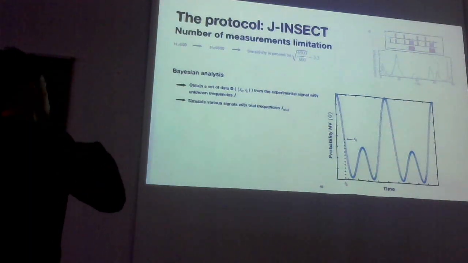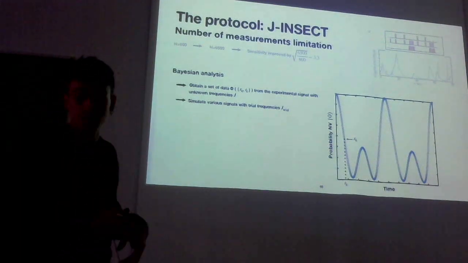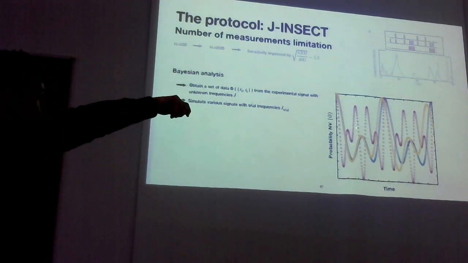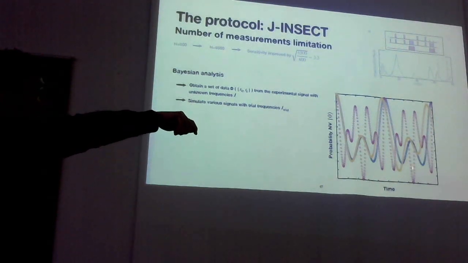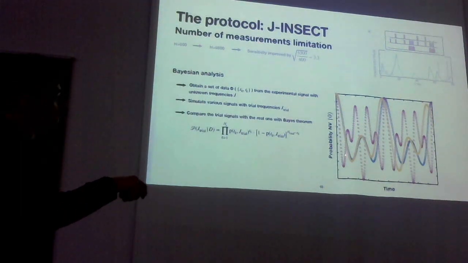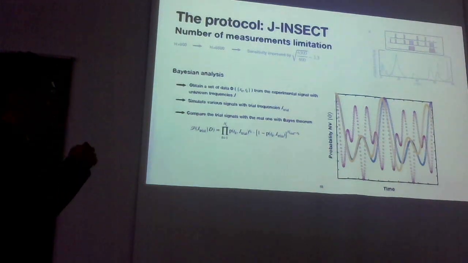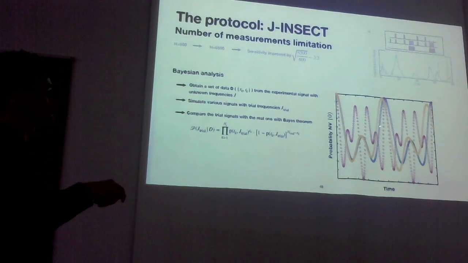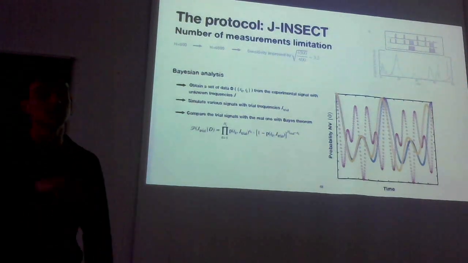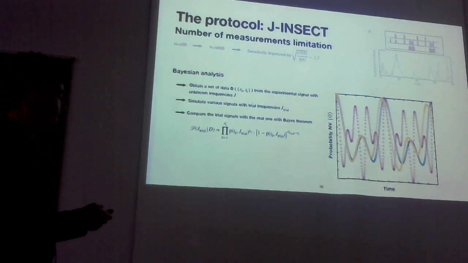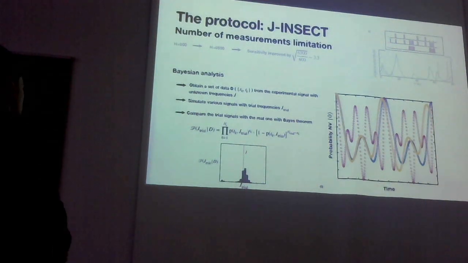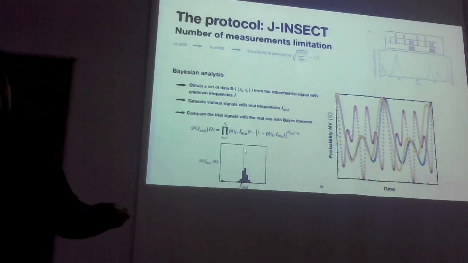Now the next step is I have to simulate various signals with different trial frequencies that I might guess or I might sweep. So for example, the blue one was the experimental one, and the red one and the orange one correspond to guesses that I did. Then what I have to do is compare each signal made of the trial frequencies with the real one, and to compare it I use Bayes' theorem. In principle this theorem will give me a probability distribution of the value of each trial frequency, and if I do so, I get a probability distribution of what is the real value of my frequency, and notice how it's quite close to the real one.